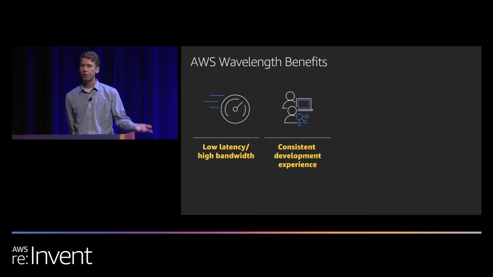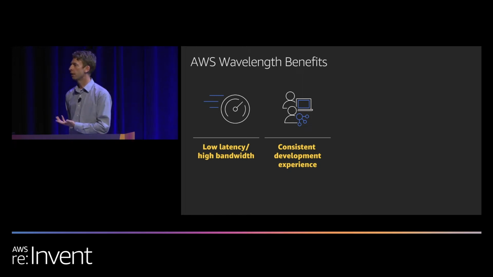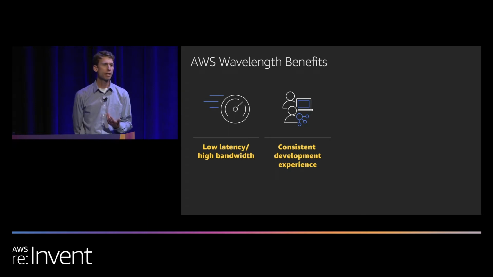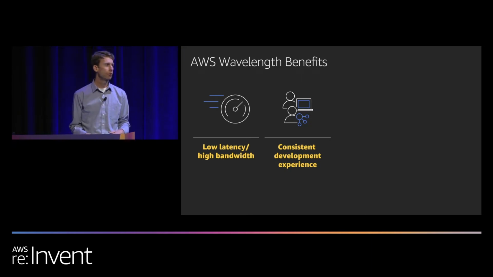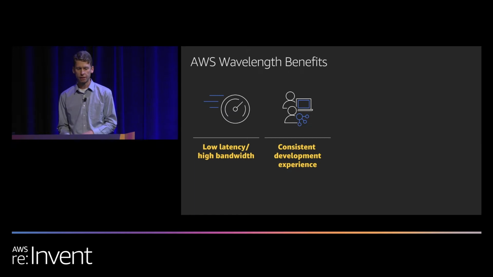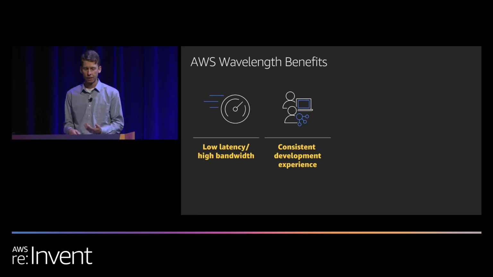So you deploy your applications to a Wavelength Zone. And the nice thing about a Wavelength Zone is it's just an AWS infrastructure deployment that's embedded in a telecommunications provider's facility. So it behaves just like an existing AWS Availability Zone. You create a subnet in it. You can start creating AWS resources like EC2 instances and EBS volumes in it. And it just provides that consistent developer experience that you're used to.